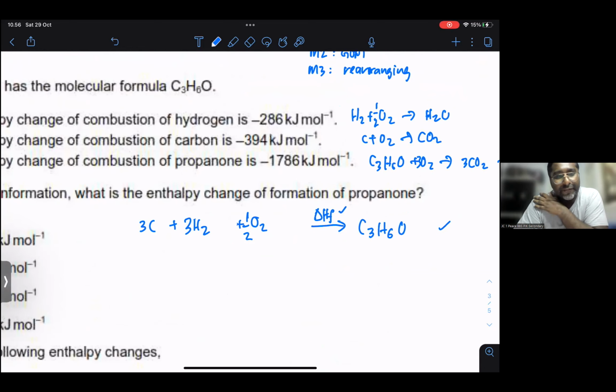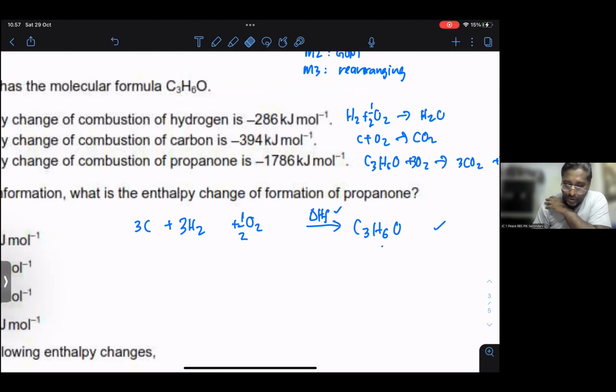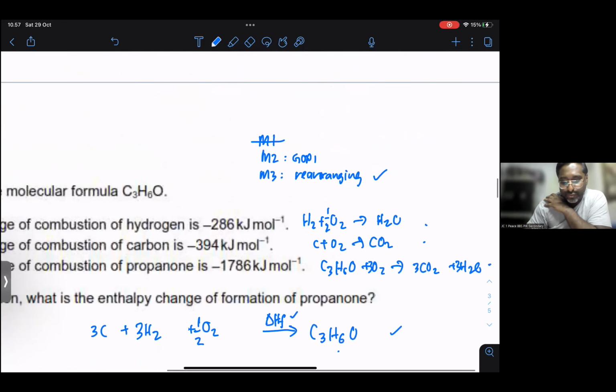I'm not having the value for the formation of, for example, C3H6. I'm not having that value to form this, so we are not doing that. The data that is given for us is the enthalpy of combustion. So in order to use this, the best method is to use the rearranging method. It means you need to rearrange this. So please understand when to use this method.